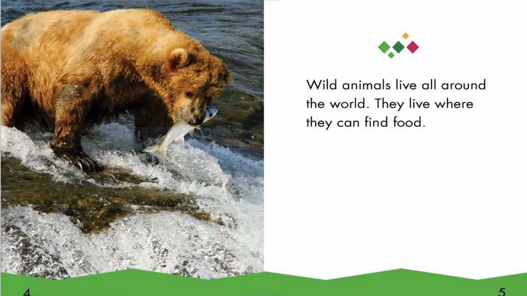Wild animals live all around the world. They live where they can find food. What do you notice in this photograph? What wild animal do you see? That's right. We see a brown bear. And what is the brown bear doing? Yes, the brown bear hunted for fish to eat, and you can tell because the fish is in the bear's mouth.